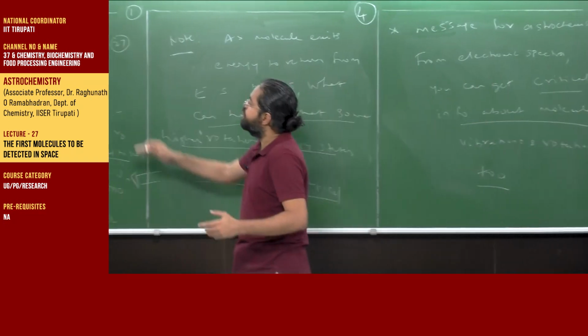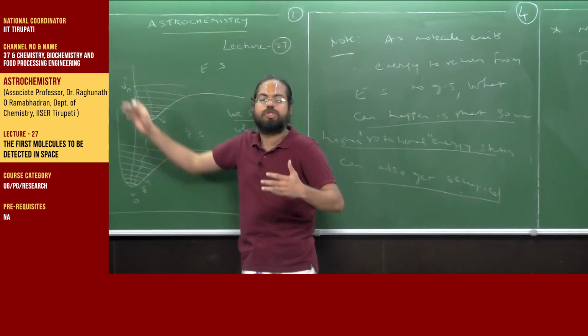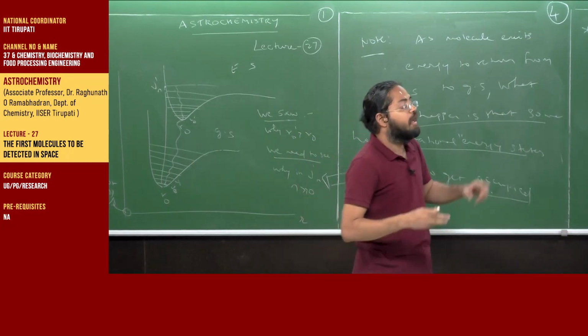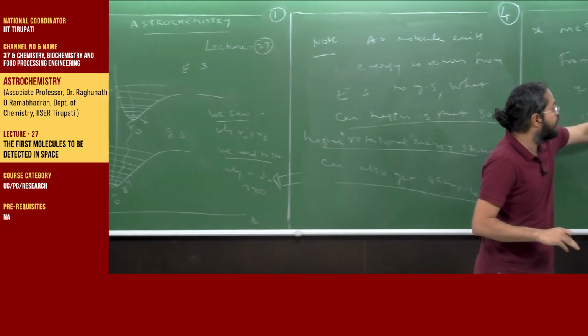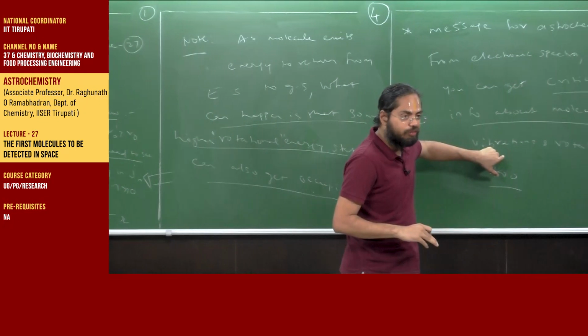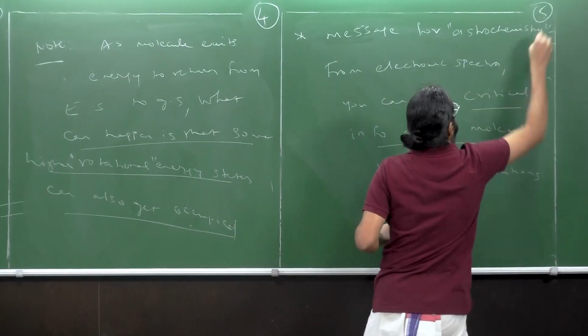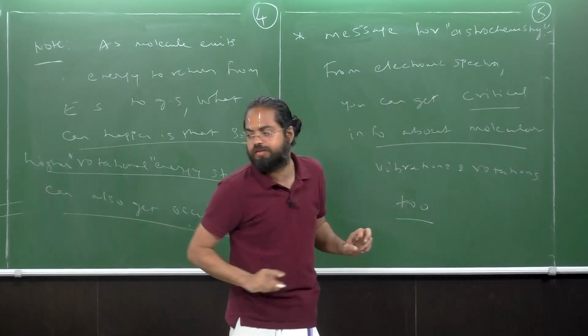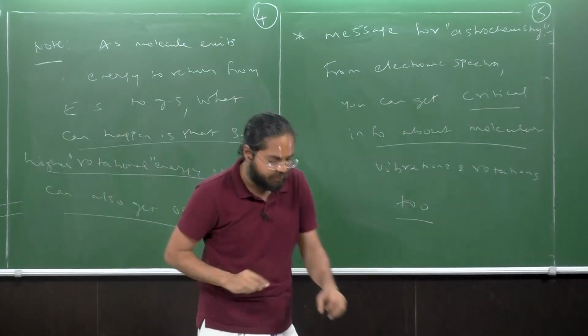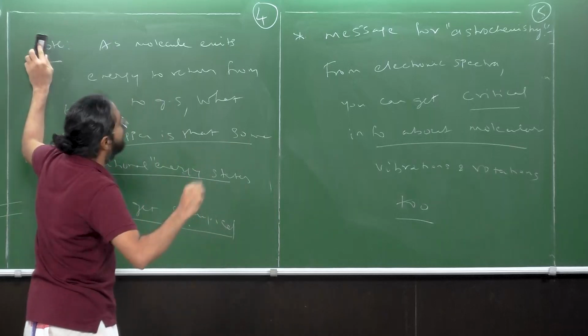Because the electronic transition is associated with vibrations and rotations, it is very important to note that you can get critical information about vibrations and rotations too. Now, in the context of astrochemistry, this information proved to be crucial and critical in determining two facts.